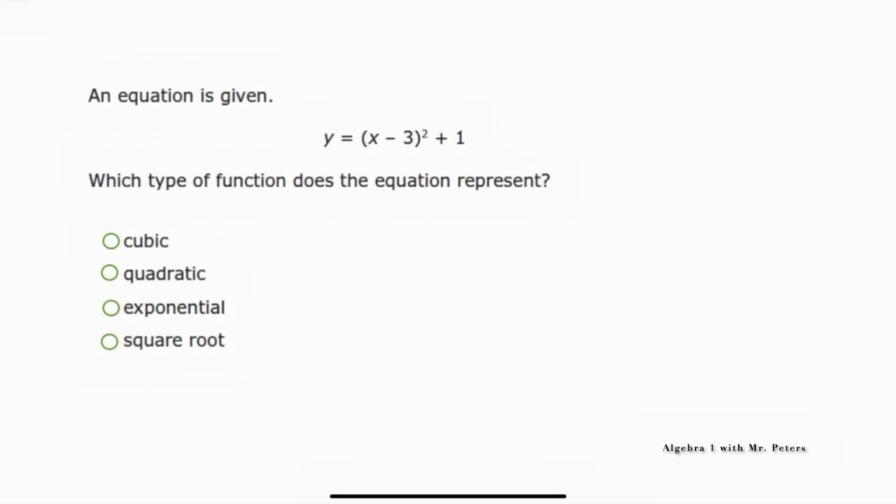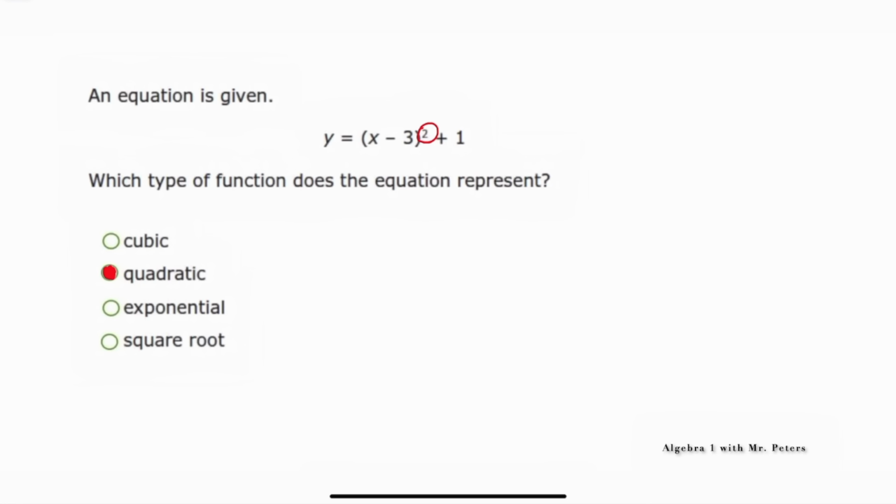In problem 23, they give us an equation and they ask us, what type of function does the equation represent? Honestly, family, anytime you see an equation where we have an exponent of 2, that should always signify to you that this is a quadratic function. If it was cubic, it would have an exponent of 3, and we've already touched on the format and equation for exponential equations.